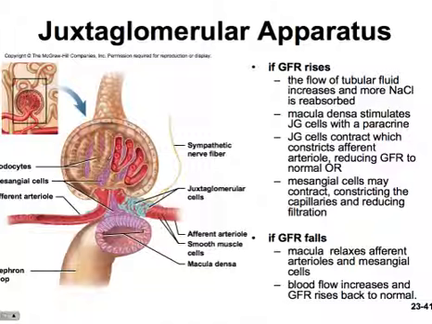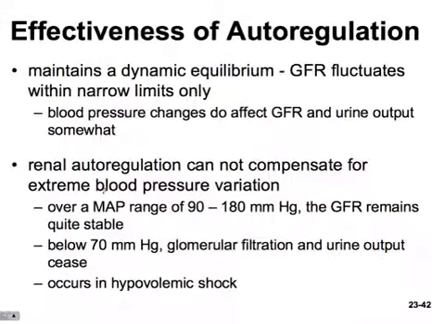We also know that if GFR falls, the macula densa cells have another paracrine secretion that causes the afferent arterioles to relax and the mesangial cells to relax, thus increasing the glomerular filtration rate by allowing an increased blood flow. These mechanisms of autoregulation maintain a dynamic equilibrium. GFR fluctuates very little with a substantial change in blood pressure.